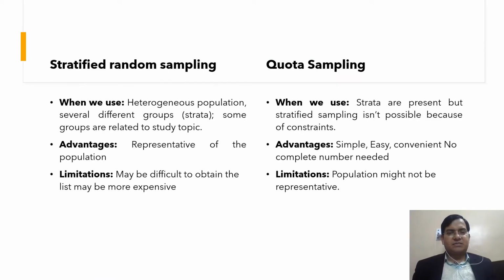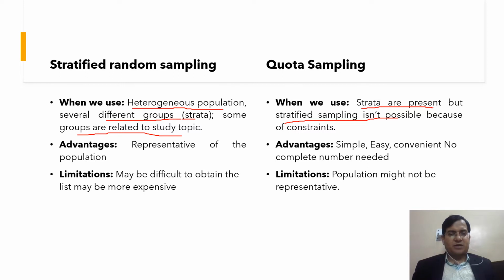If we quickly see when we use them, and the advantages and limitations of both: we use stratified random sampling when the sample is heterogeneous and several different groups or strata are present. But sometimes strata are present and stratified random sampling is not possible. Due to some constraint, we are not able to use stratified random sampling, then we shift our sampling technique to quota sampling.